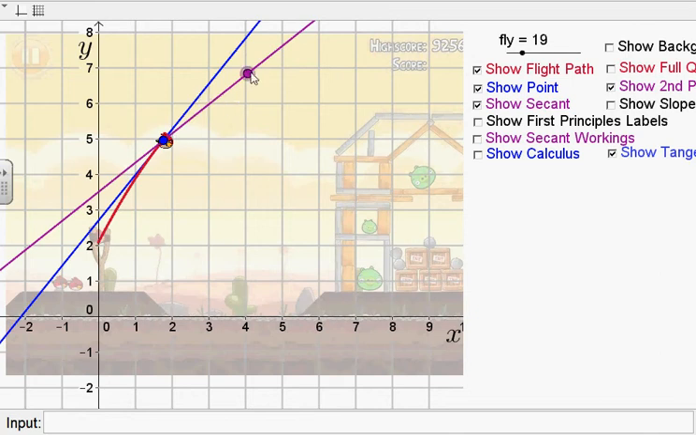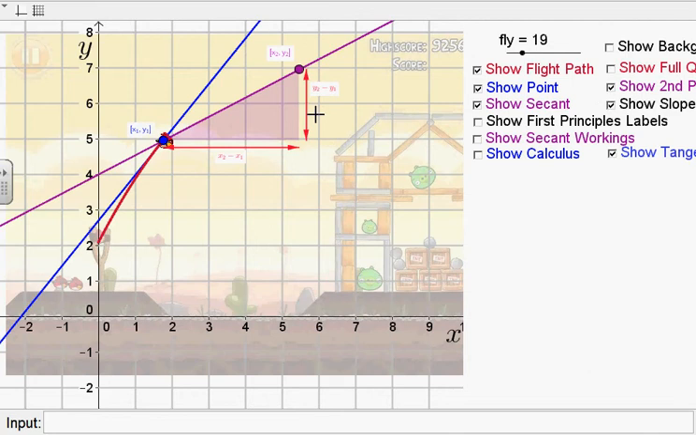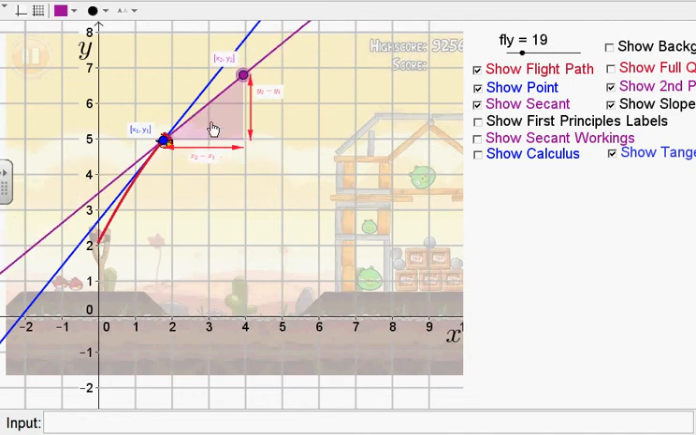Now, what happens is, as I bring this point closer and closer to the other point, what happens? Eventually, it's going to be the same as the tangent or the velocity of the Angry Bird. Okay. Now, to get the slope, you'd get the difference of the y's over the difference of the x's. And then what happened is you'd eventually go so close that the difference of the y's over the difference of the x's is the same as that of the tangent.